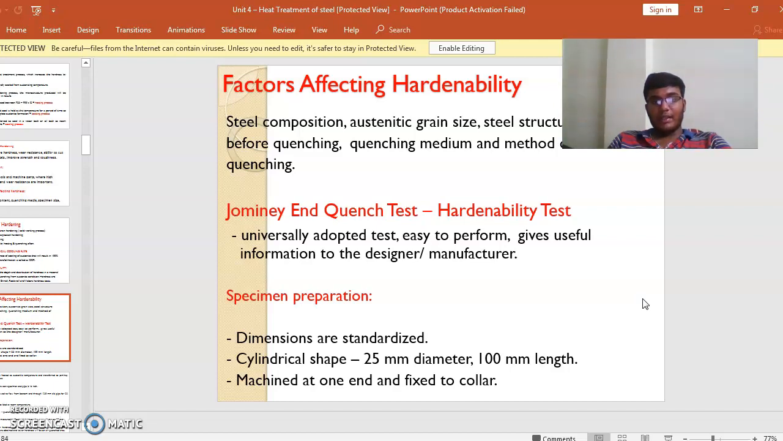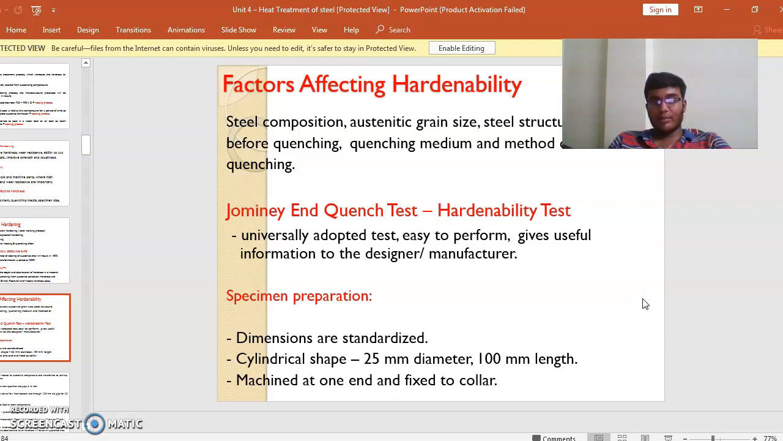The Jominy end quench method is also a hardenability test that is performed worldwide. It is a universally adopted test, easy to perform, and gives information to the designer and the manufacturer about the metal. For specimen preparation, the standard specimen is used; the dimensions and material used in the Jominy end quench method are standard.